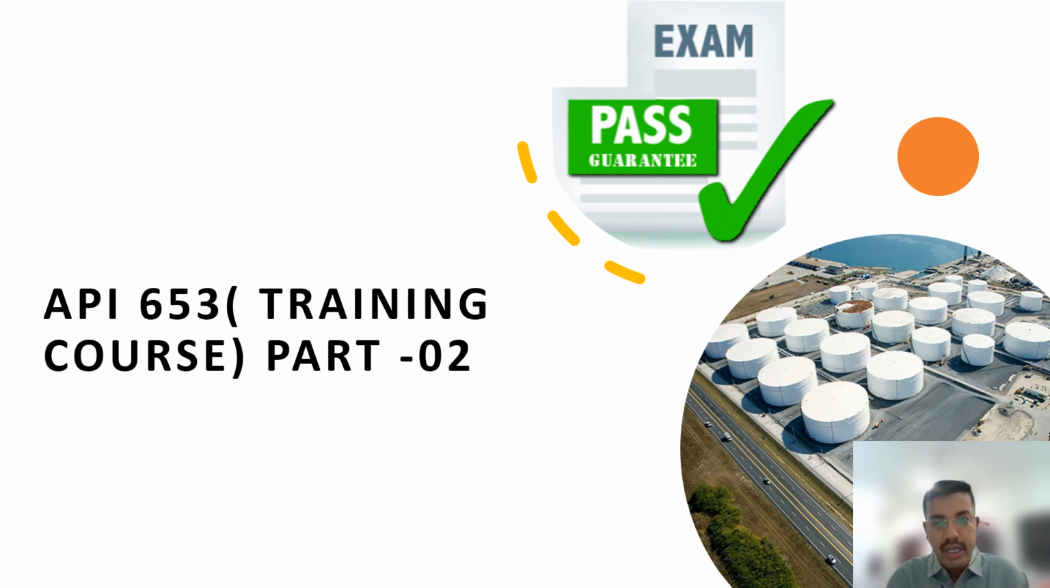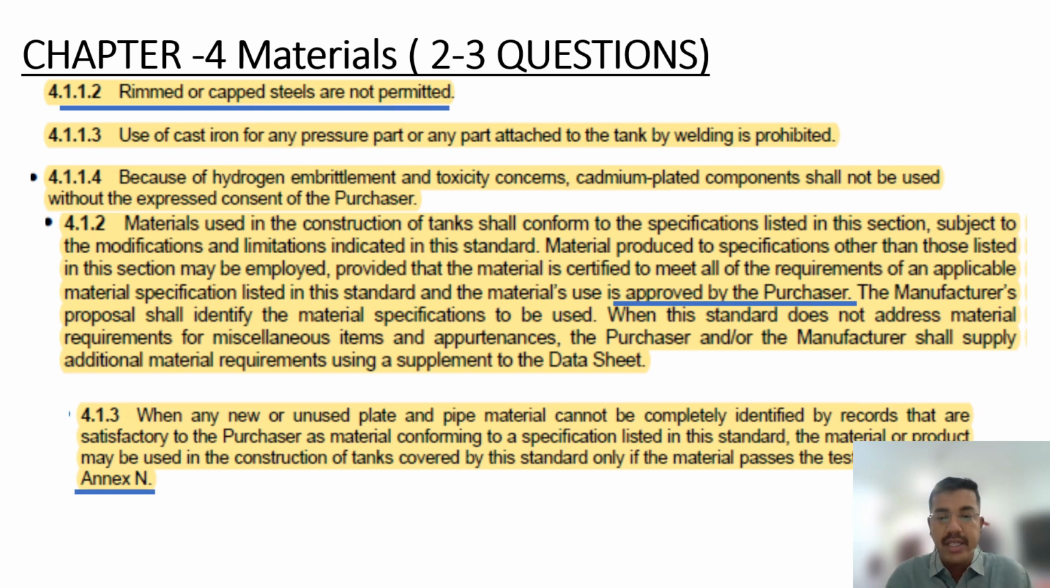In this part 2 episode, we will study chapters 4 and 5, which I believe are the most important, and you will get almost 6 to 7 questions from chapter 4 and chapter 5. Chapter 4 is for material and chapter 5 is the design part. What material selections do we usually make for API 650, and how is the design calculated for API 650. For chapter 4, 2 to 3 questions are expected.